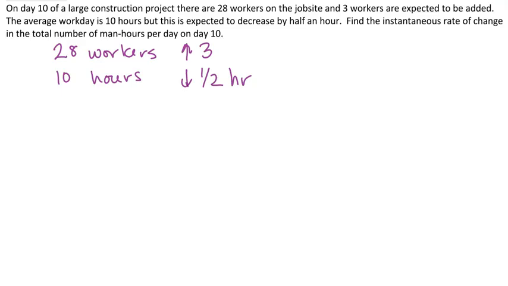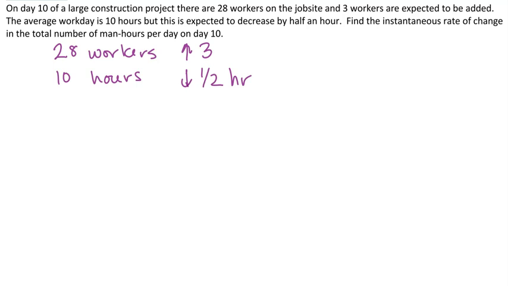We are supposed to figure out the instantaneous rate of change in the total number of man hours per day on day 10. Okay, so the day 10 part is just kind of going to be built in. We don't actually have to use the number 10. Man hours, though, I love weird units, and these are weird units. This is number of people times number of hours per person, basically.